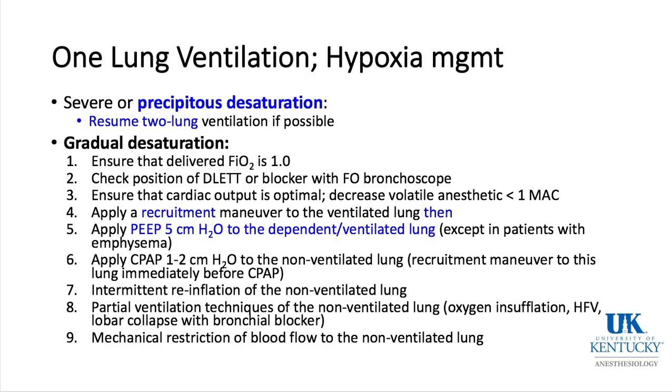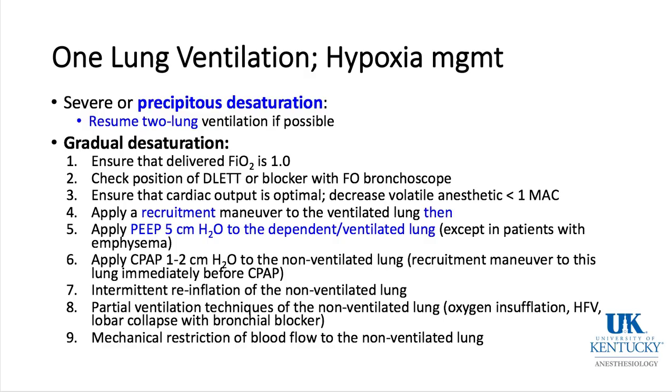Ensure that your blood pressure and your cardiac output are optimal. Remember that a low blood pressure and low cardiac output can result in more zone 1 of the lung, because P big A can exceed P little a, the arterial pressure in the pulmonary vessels. So make sure the blood pressure is adequate and the cardiac output is optimal. Apply a recruitment maneuver to the ventilated lung, a relatively high pressure, like 40 centimeters of water, and hold it for 7 to 10 seconds.